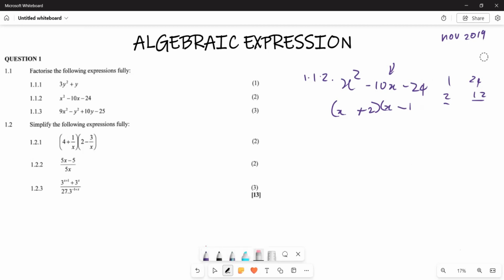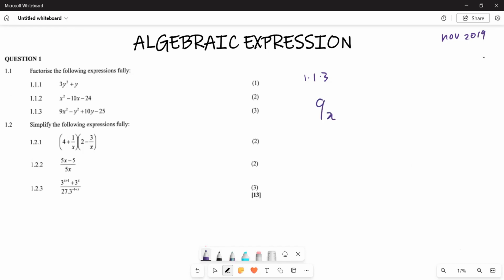Now, let's continue. So now from here, we are going to look for 1.3, right? Let's see that. For that particular question, what you are given is 9x squared subtract y squared plus 10y subtract 25. So now, how can we go about solving this one? When we solve these types of questions, we are going to solve them by grouping, right?